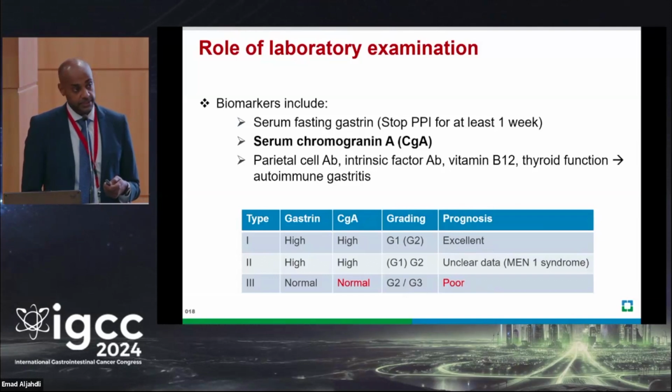Additional tests we do sometimes is antibodies for parietal cell and intrinsic factor, which could be associated with type 1, and also vitamin B12 and thyroid function testing to confirm the presence of autoimmune gastritis.